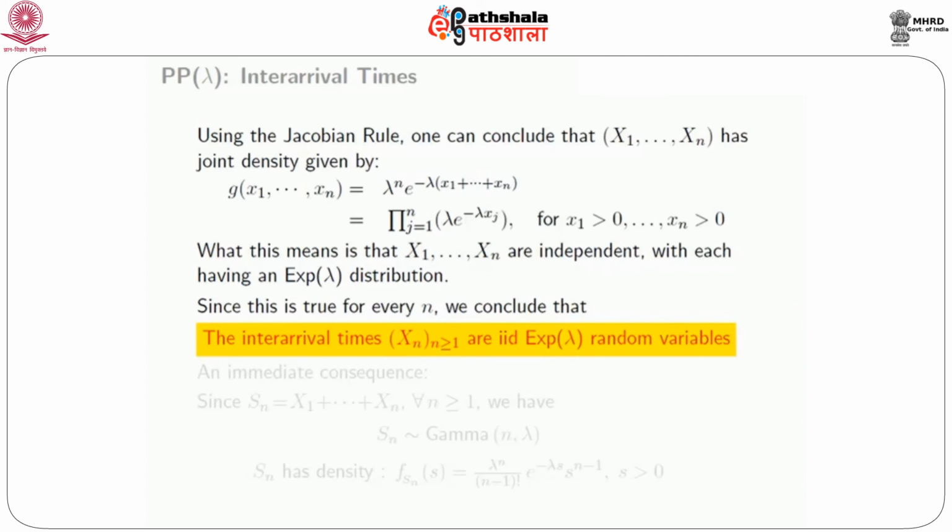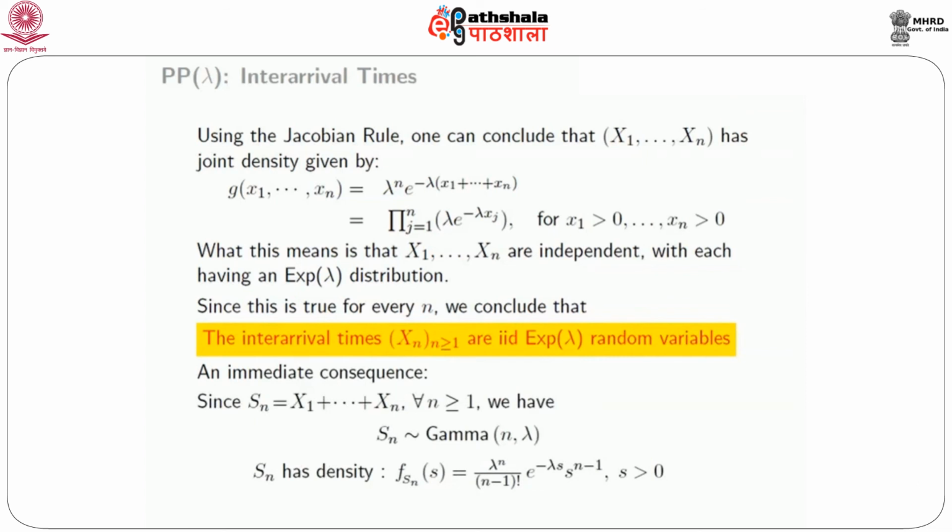So clearly you can easily see what this means: not only are all the Xj's exponential random variables with parameter lambda, but they're all independent, because the joint density is a product of the marginal densities. Of course this is true for every n. So we conclude that the entire sequence Xn are basically nothing but IID exponential lambda random variables.